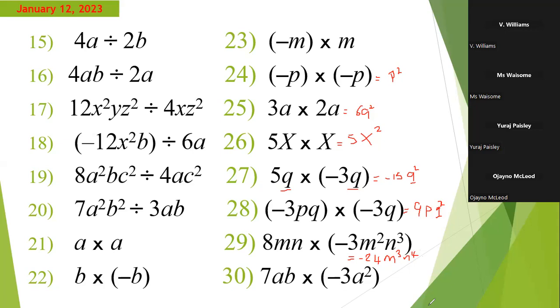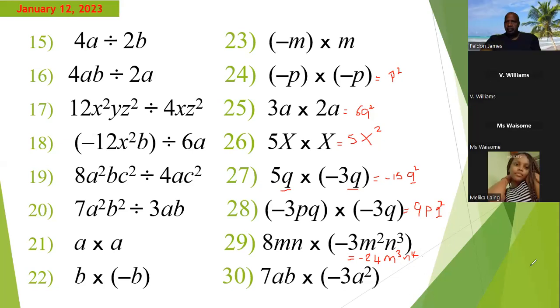All right. Who would like to do question 30 for us now? Me, sir. Who is that, Miss Williams? Yes, sir. Go ahead, Miss Williams. Negative 21 a cubed b to the first power. So you can just write negative 21 a cubed b.